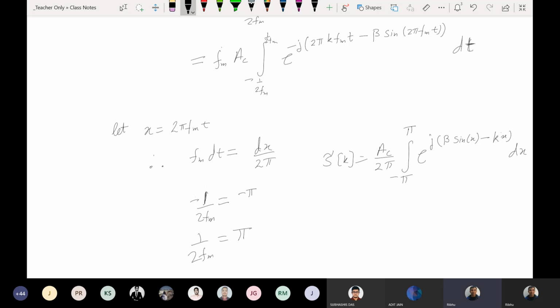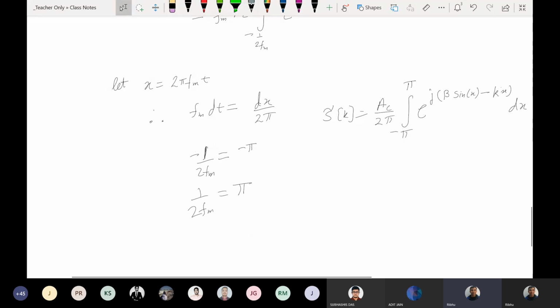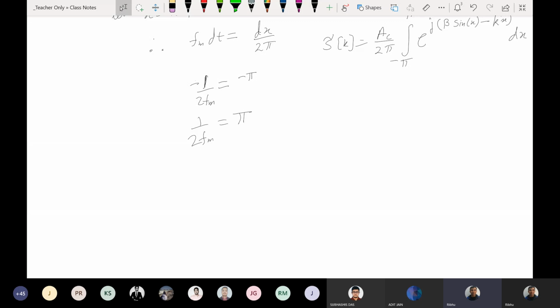All of you, just take a minute to absorb this. I've just changed the variable in integration. This is fine. Yes, sir. Yeah, excellent. So since this is fine, now we have to evaluate the integral from minus π to π. Any ideas on how to deal with this beast?